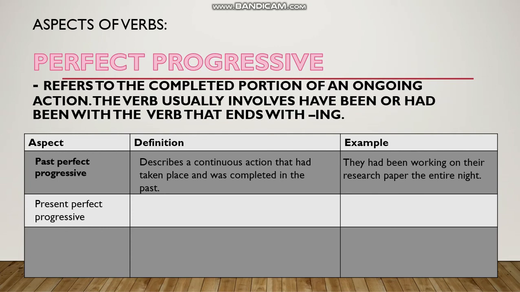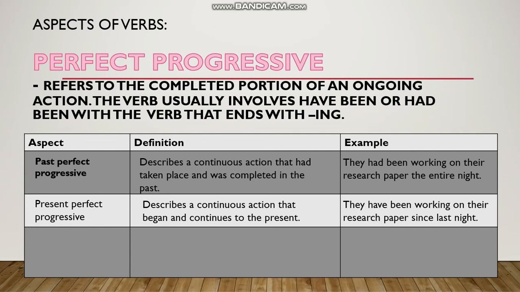Present perfect progressive definition: it describes a continuous action that began and continues to the present. Example: they have been working on their research paper since last night. So, the action began and continues in this present time.